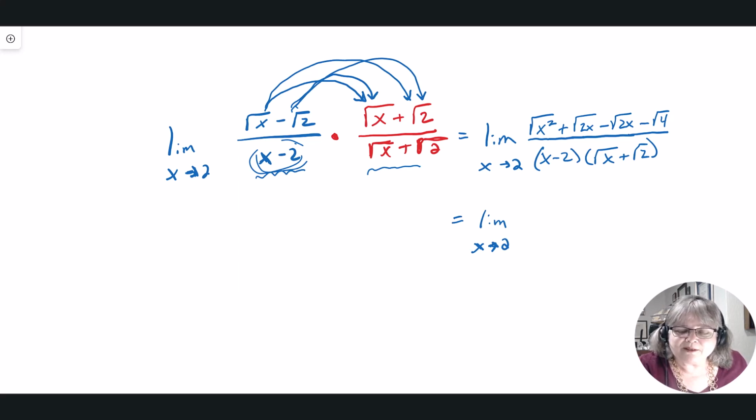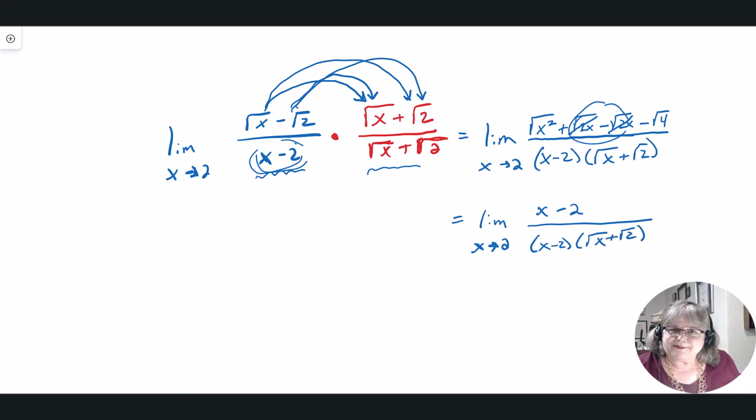So the square root of x squared is x. This plus square root of 2x and minus square root of 2x goes away. That's what happens when you have conjugates. These two fall out to 0. And the square root of 4 is 2, over x minus 2, square root of x plus square root of 2.